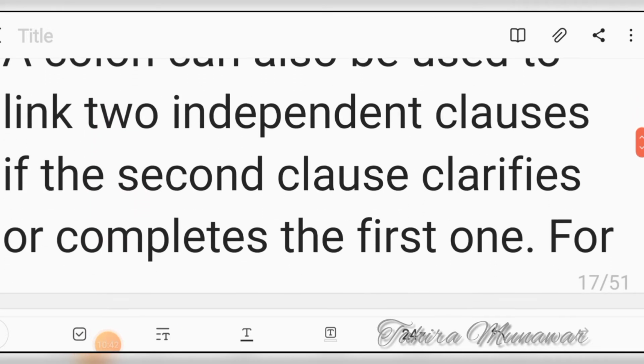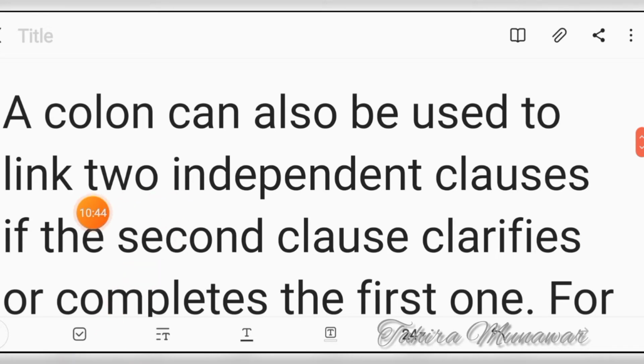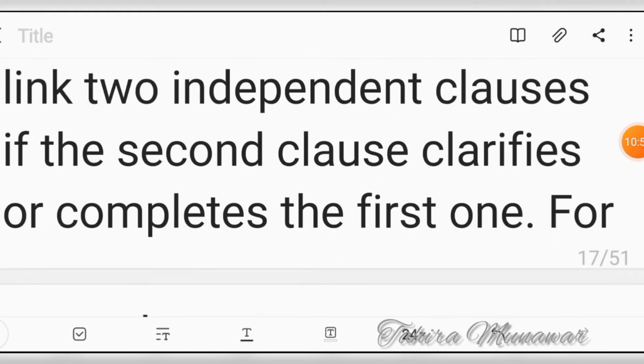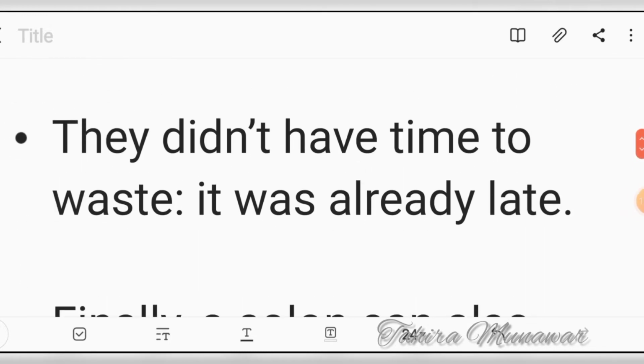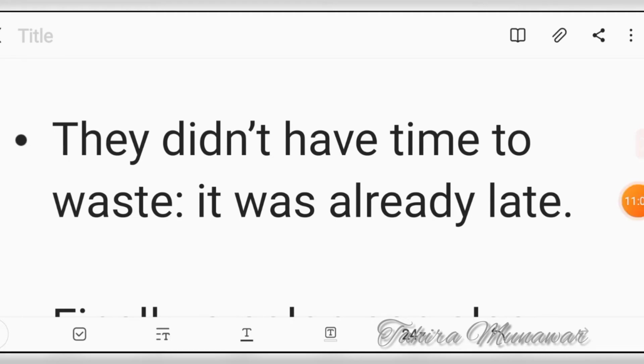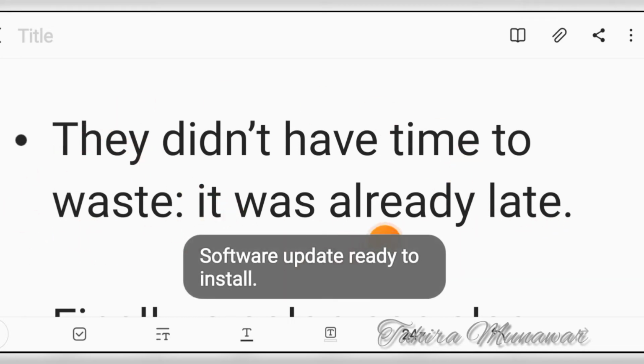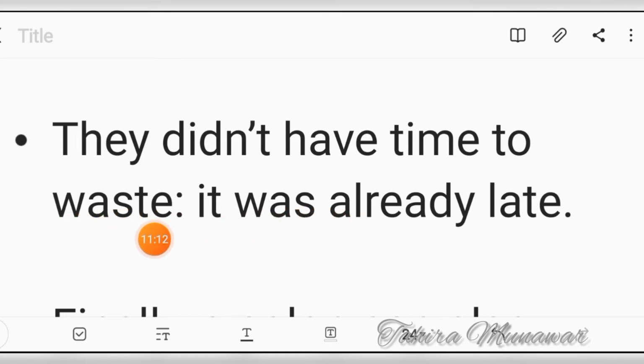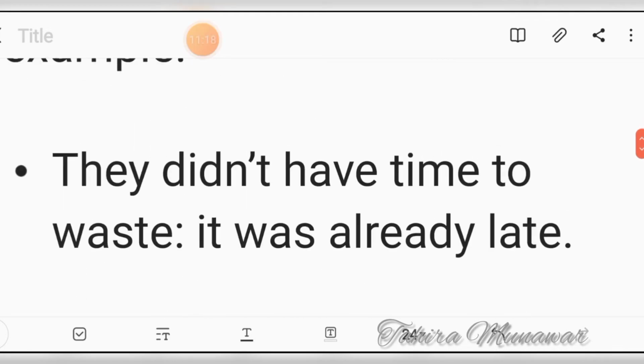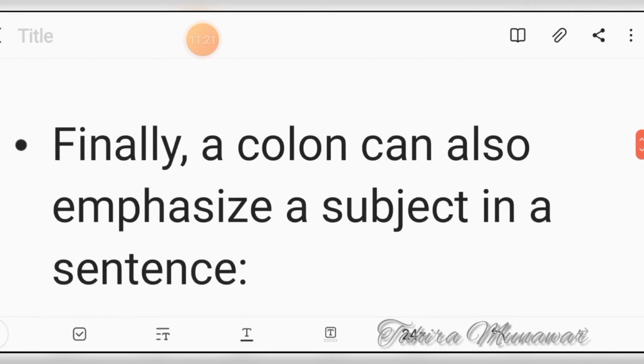sentence. A colon can also be used to link two independent clauses. It is used to link two independent clauses if the second clause clarifies or completes the first one. But what is the condition in the second clause? The second clause clarifies the first clause. They didn't have time to waste. It was already late. It was already late is further explaining the first half of the sentence. Both sentences are complete ideas, but the second is explaining the first clause, so we use a colon to explain.